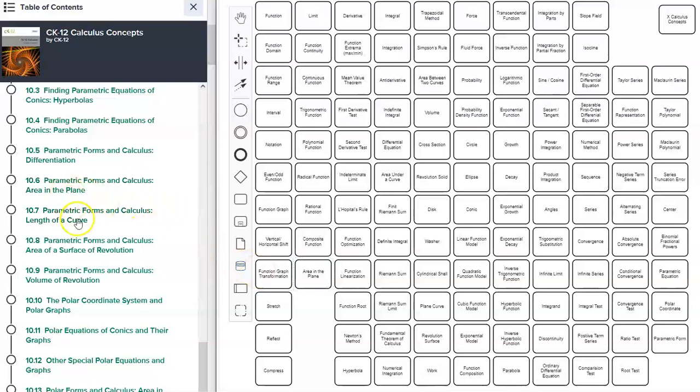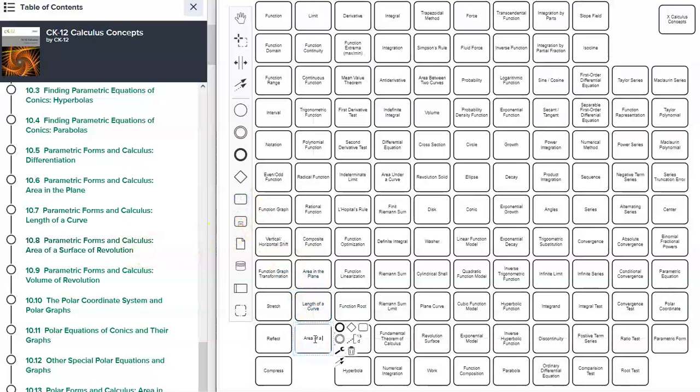But we have the area of the plane, parametric form, the length of a curve. Seems pretty simple to me, but maybe it's not. Length of a curve. Area of a surface of revolution. So we have area of a surface.